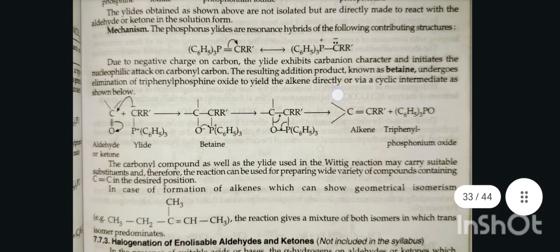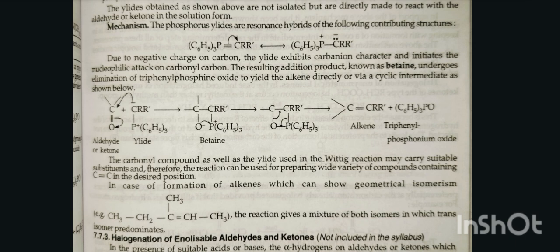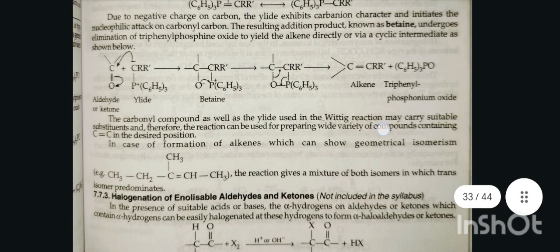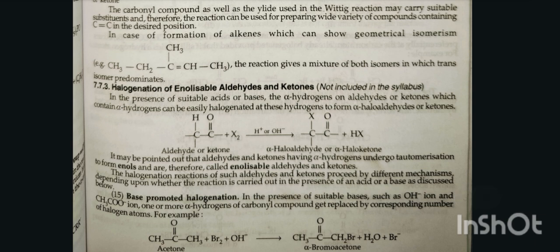Mechanism: the phosphorus ylides are resonance hybrids of the following contributing structures. Due to the negative charge on carbon, the ylide exhibits carbanion character and initiates the nucleophilic attack on carbonyl carbon. The resulting addition product, known as betaine, undergoes elimination of triphenyl phosphine oxide to yield the alkene directly or by a cyclic intermediate as shown below. The carbonyl compound as well as the ylide used in the Wittig reaction may carry suitable substituents, and therefore the reaction can be used for preparing a wide variety of compounds containing C double bond C in desired position.